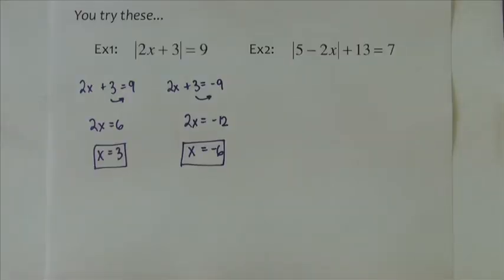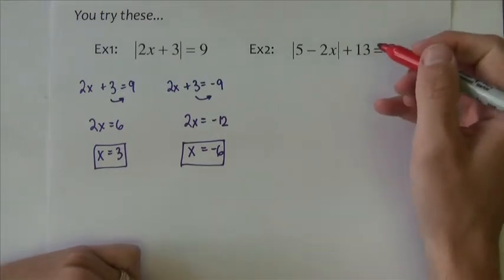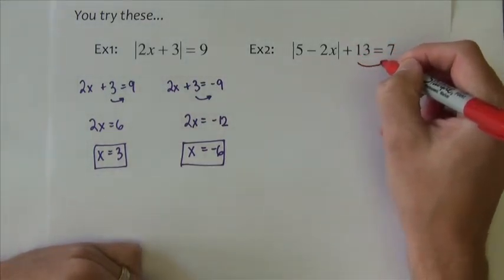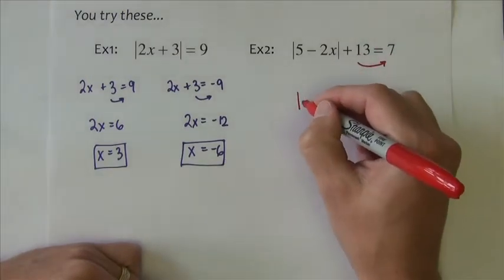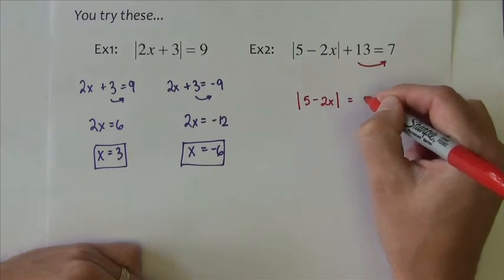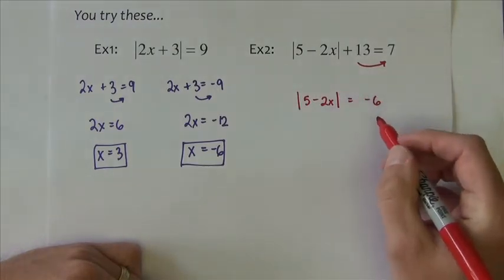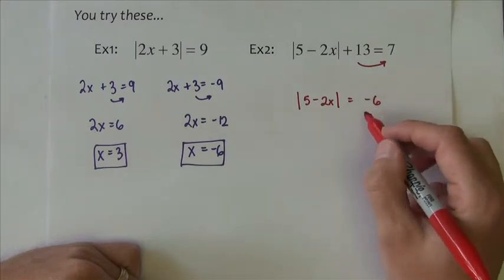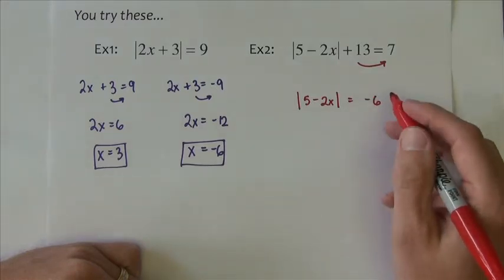The second example is one that a lot of students are going to miss the first time because there's something uniquely different about it than the other problems we've seen so far. I begin by moving this 13 across. Got to get the absolute value by itself. So absolute value 5 minus 2x equals negative 6. Absolute value by itself and will equal a negative number. That we haven't seen yet.